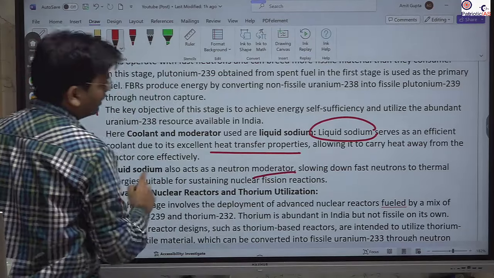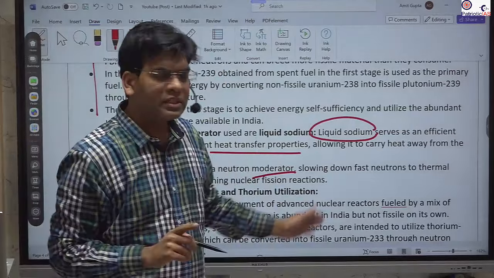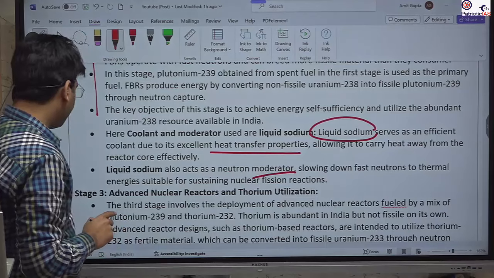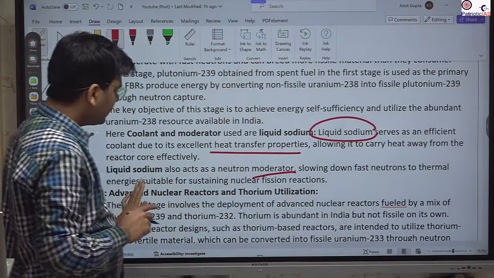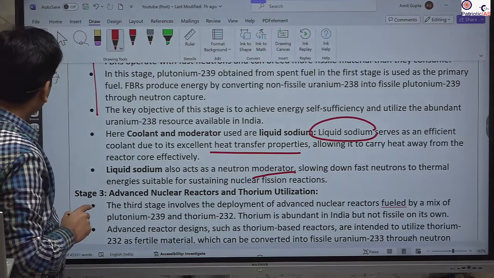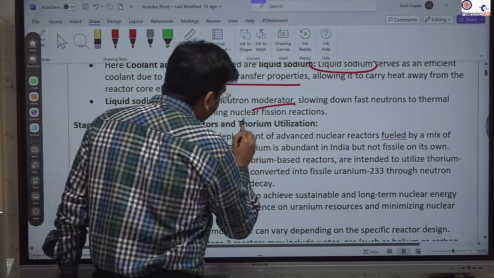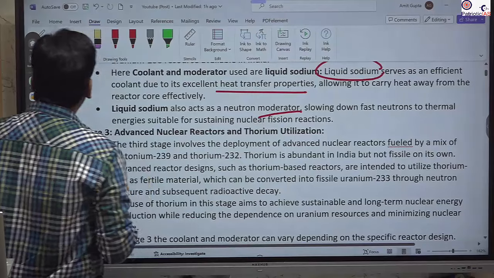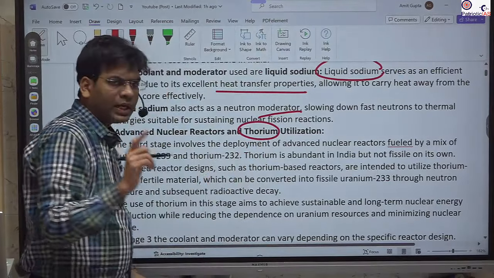So please remember, in the first stage we use heavy water, in the second stage we use liquid sodium, and plutonium we use here. In the third stage we are going to use thorium. Thorium, because thorium is in plenty in India. We have a lot of thorium in our coastal area, where there is monazite sand.